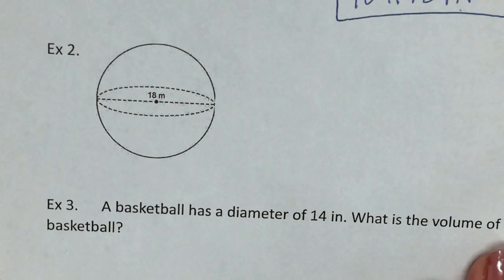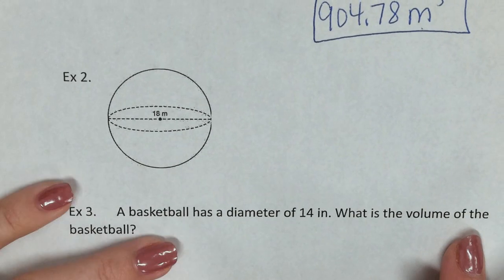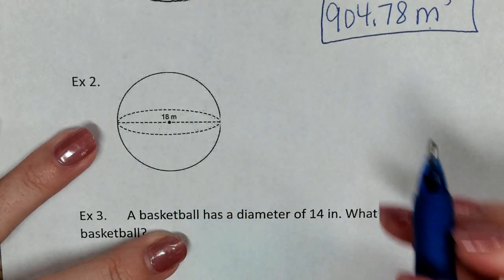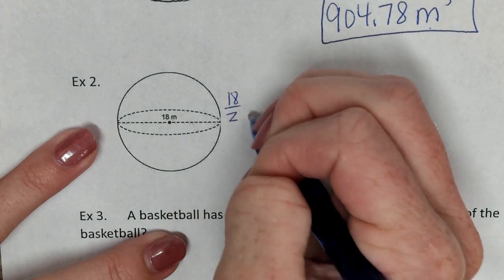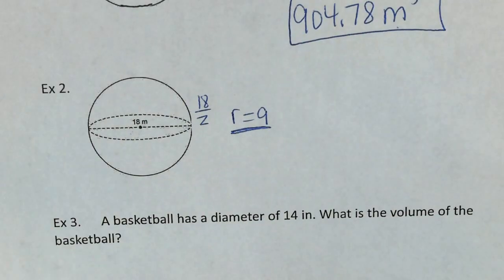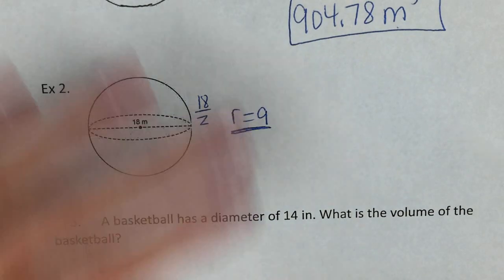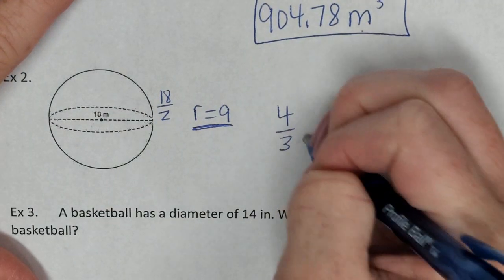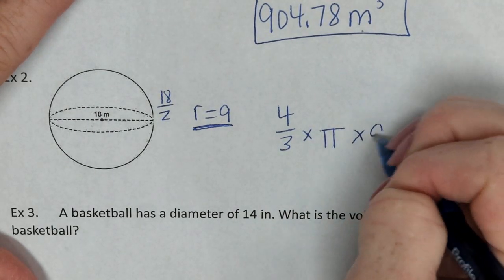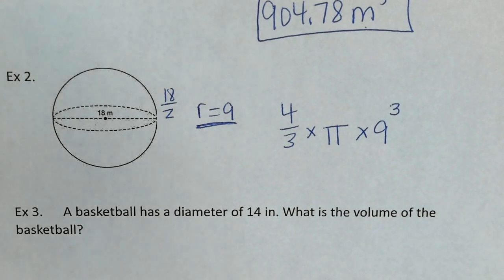All right, let's go to example 2. Did they give us a radius or a diameter? So what am I going to do to this number? So 18 divided by 2 is, so my radius is 9. So I'm going to do 4/3 times pi times 9 to the third power.